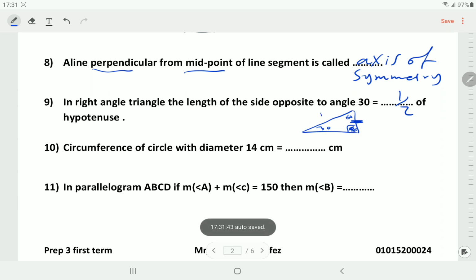Let the hypotenuse equal 10 centimeters. Then what is the length of the side opposite to 30 degrees? It's going to be 5, because it's equal to half of the hypotenuse.